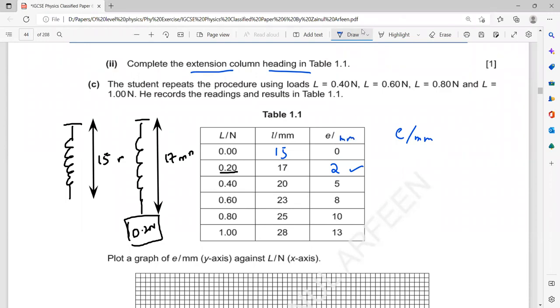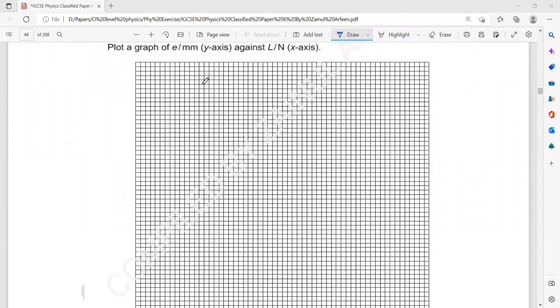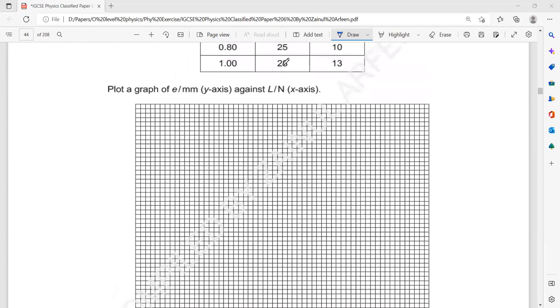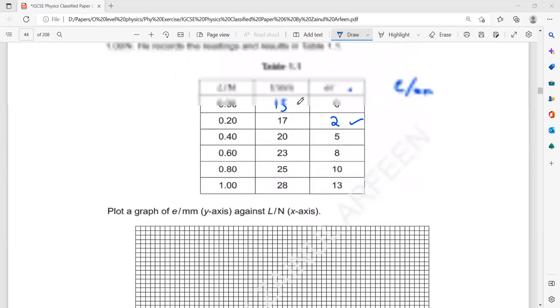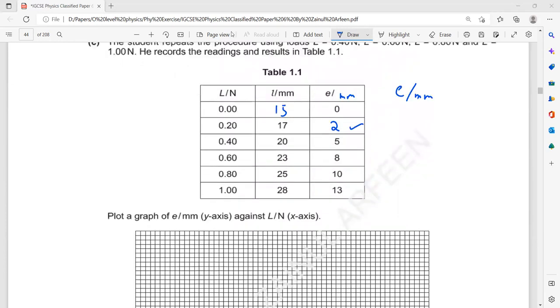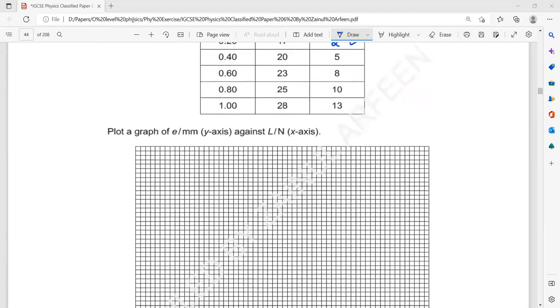The next one, we have to plot a graph for extension in millimeter and load in Newton, and load should be on the x-axis and extension on the y-axis. So the first important thing is selecting a scale. The most important part is selecting the scale.